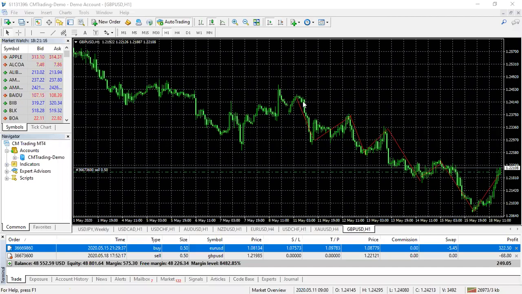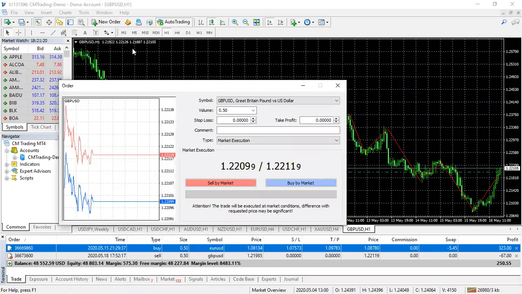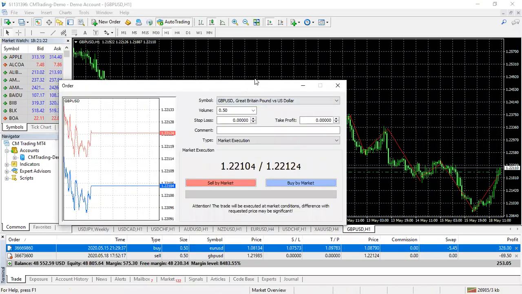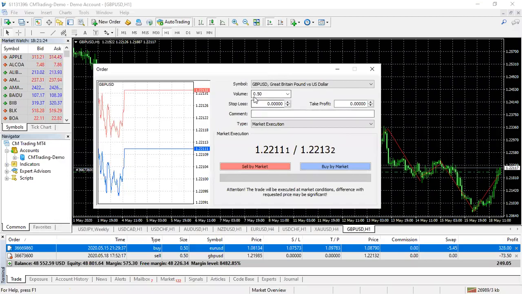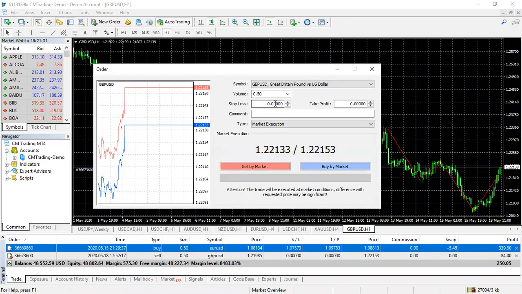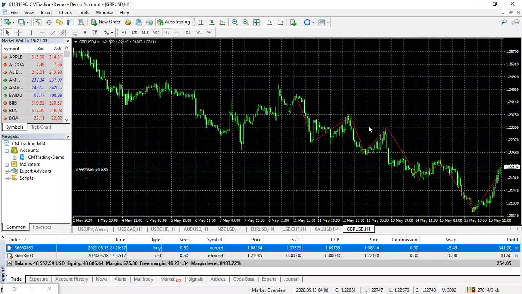So after that, okay, a few things you need to understand when coming to a new order. The first thing is the volume you're using. Okay, you need to be careful with the volume you use at all moments. Then we have the stop loss and take profit. Okay, so take profit and stop loss.